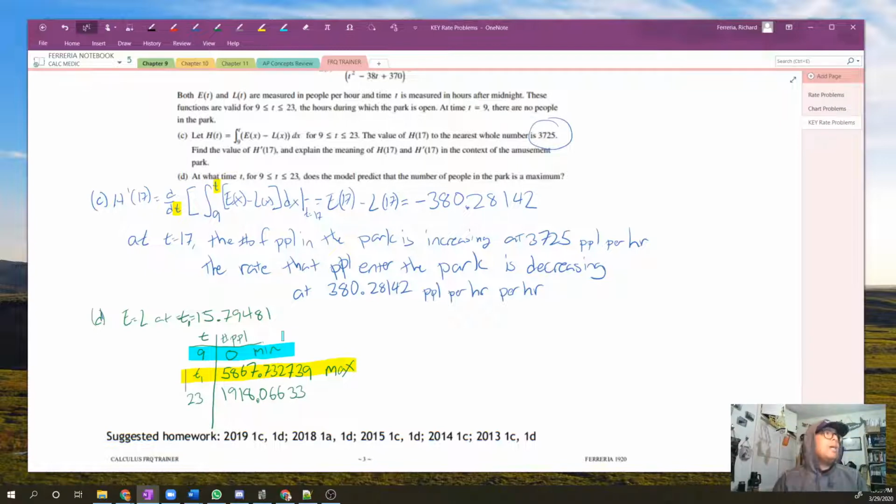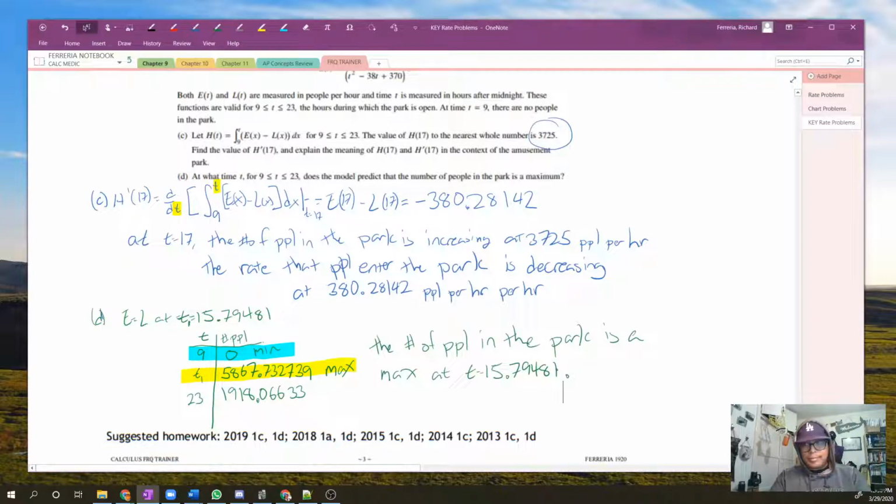At what time does the model predict that the number of people in the park is the maximum? So they don't care how many people are in the park. They care about when that happens. So the number of people in the park is a maximum at t equals 15.79481.